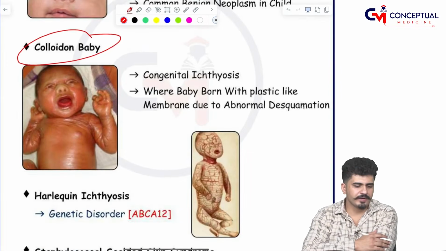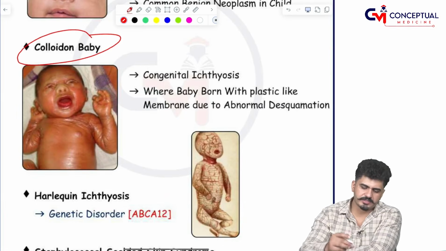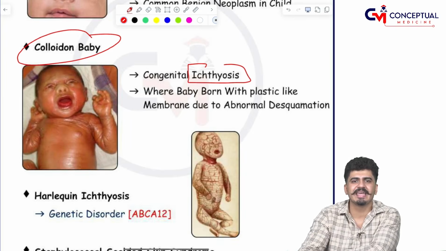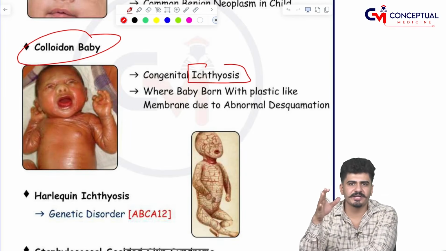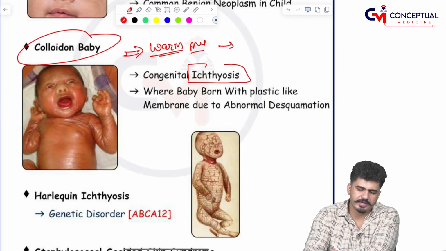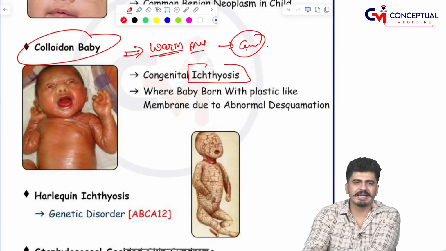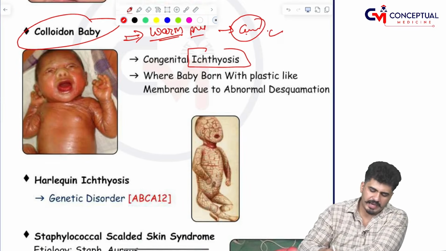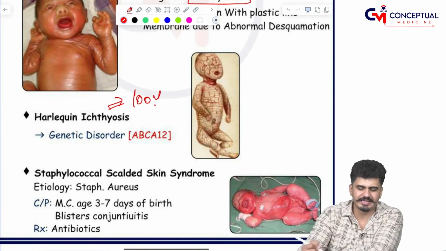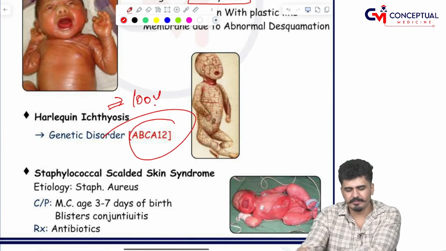Collodion baby. What is happening in the collodion baby? Congenital ichthyosis, where the baby is born with plastic-like skin because of a desquamation disorder. Here we will keep the baby in a warm, moist environment. Later on the desquamation will be corrected and the baby will be fine. But Harlequin ichthyosis has a 100% mortality rate, and the genetic disorder is ABCA12.